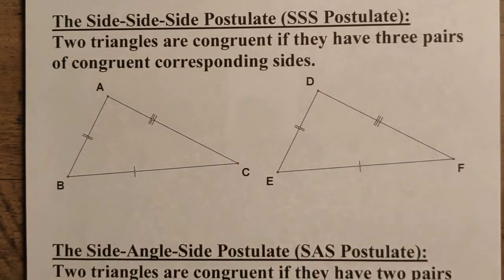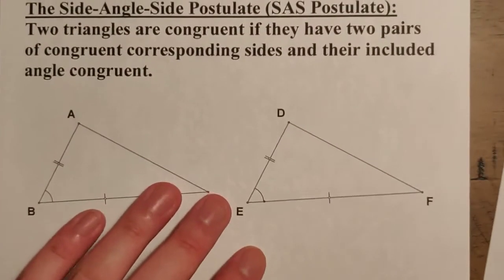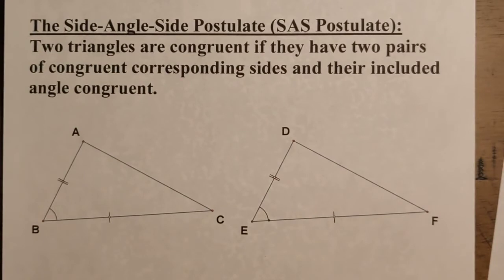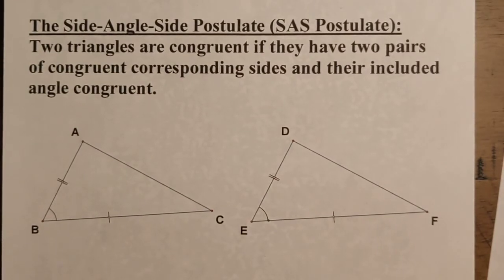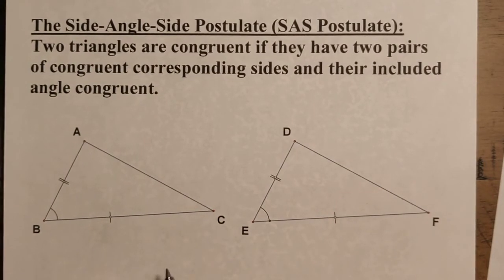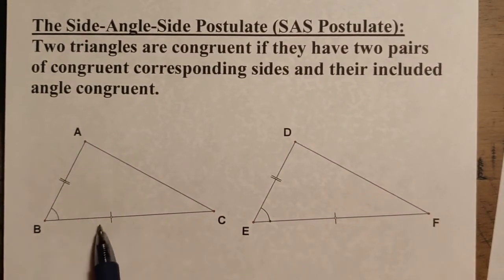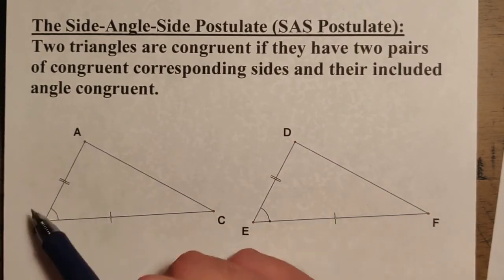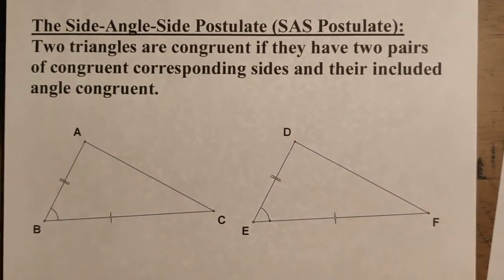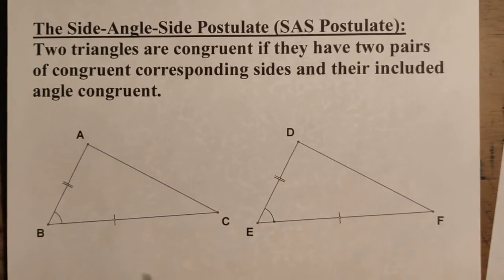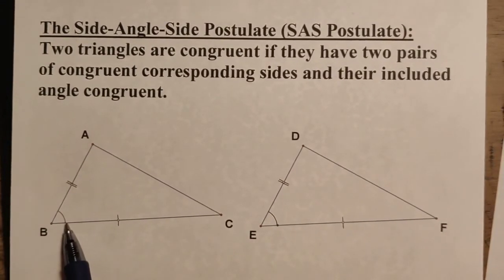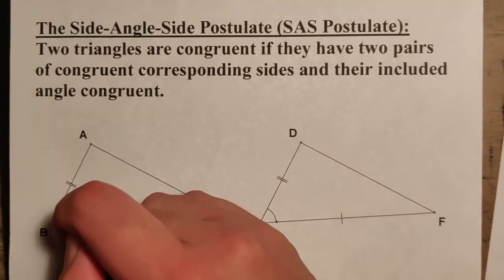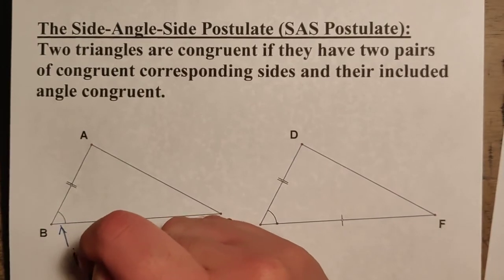Another postulate we can take a look at is what is known as side, angle, side. So we can say that two triangles are congruent if and only if they have 2 pairs of congruent corresponding sides and their included angle congruent. So notice when I say included angle, take a look at the picture here. I've got 2 pairs of congruent sides, so BC and EF match, AB and DE match. But in this situation, we're going to be looking at something a little bit differently. Notice how in this situation, this is the included angle here. So we call this included.